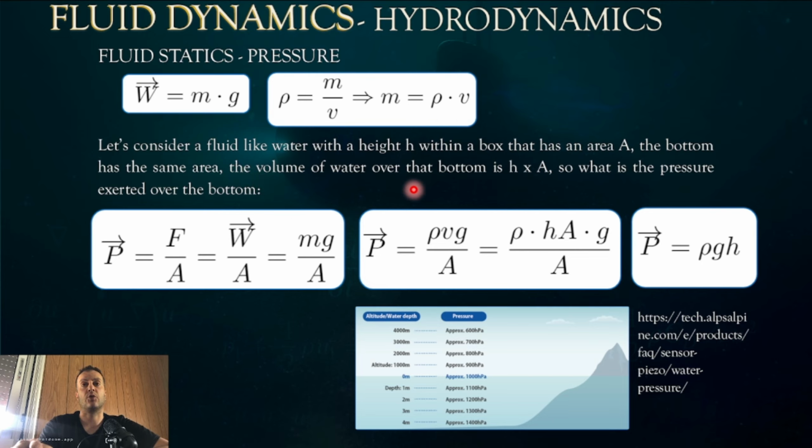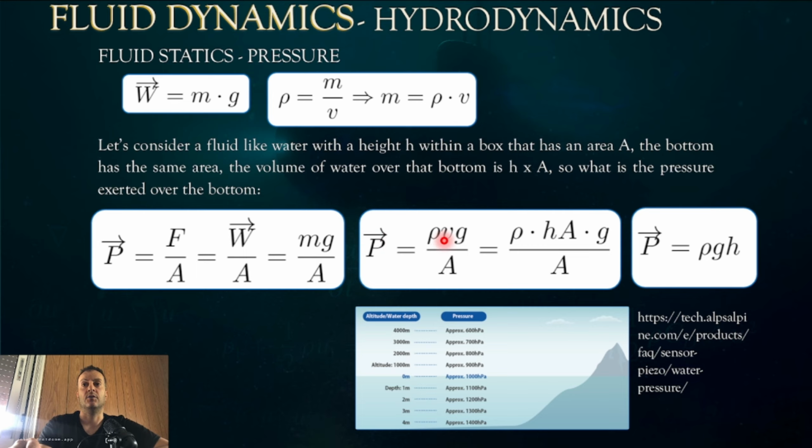The volume of water over that bottom is equal to the height times the area. That's the volume. So what is the pressure exerted over the bottom? Pressure is equal to force divided by area. The force is the weight, of course, considering that the atmospheric pressure is negligible, divided by A, which is equal to mg divided by A. So P equals m, which is rho times v, correct? That's the formula between the mass and the density. So P equals rho times v times g, divided by A.